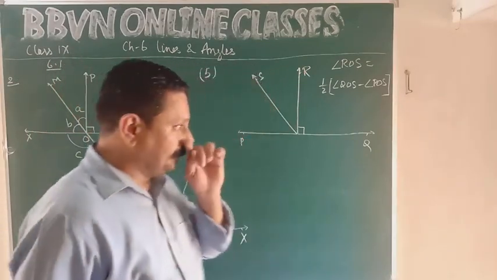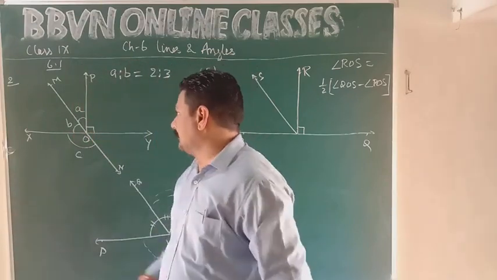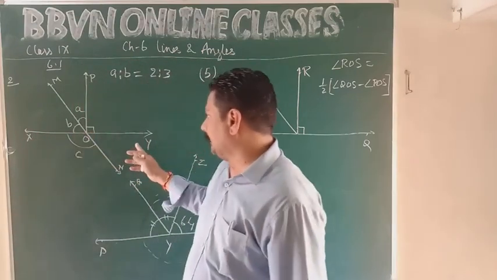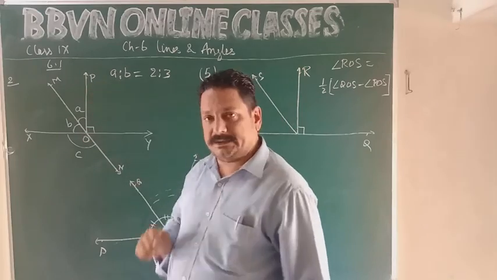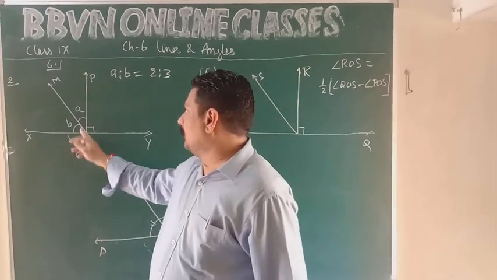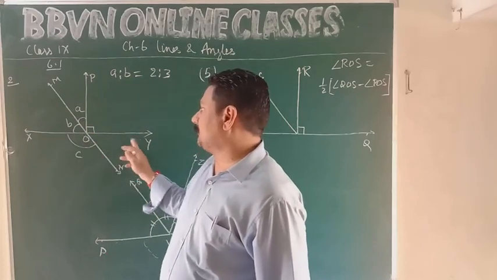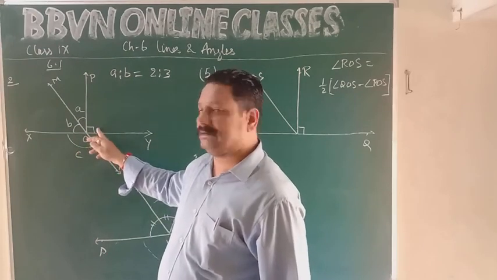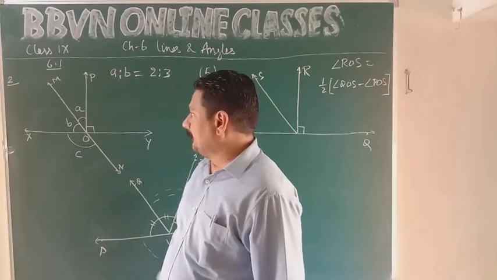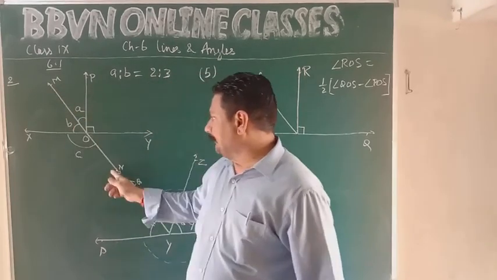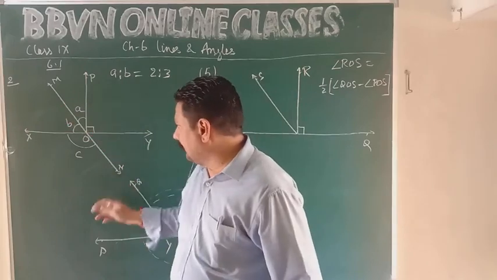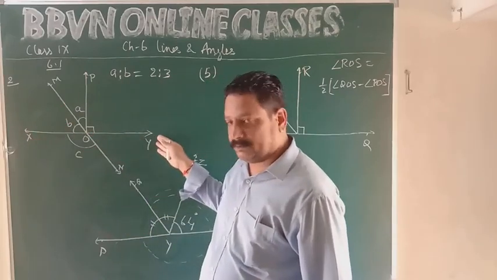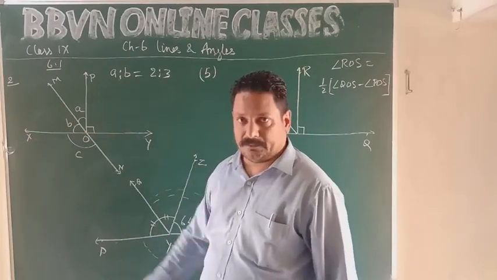Exercise 6.1. See, we have a question. There is a line XY, right? On this, OP is a ray such that OP is perpendicular to XY at point O. So this angle is 90 degrees. It is perpendicular. There is another line MN that passes through point O. It means MN is intersecting line XY at point O.